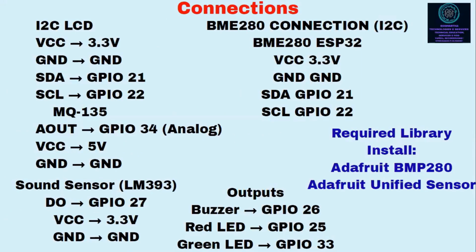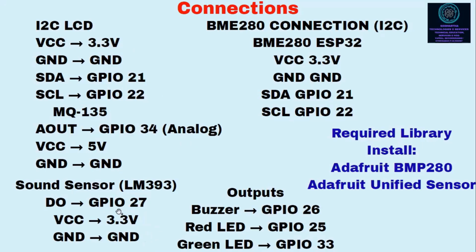Next is the connection, very simple. The I2C display has to be connected to 3.3 volts, and SDA and SCL are connected to pins 21 and 22. One more thing to remember: the BME280 to ESP32 connection also uses SDA on 21 and SCL on 22, because both of them work on I2C. So don't worry about the connection, because it works on the I2C protocol; only the address will be a little different. The MQ135 is connected to GPIO34, which is an analog pin.